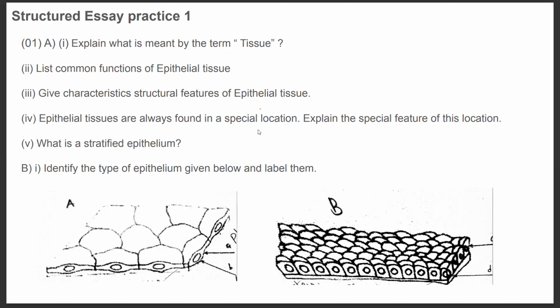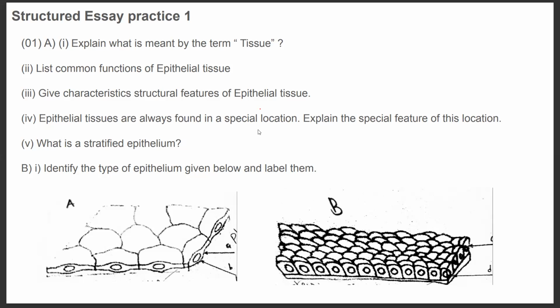Okay. Then list common functions of epithelial tissue. We learned 3 common functions: protection, absorption, and secretion. Then Roman number 3, for the first one, give 2 marks. If you have not mentioned any answer, no marks, okay? That means there are 2 points that should be included in that answer. If you have missed any point, then no answer, no marks. 3 marks for the second question.